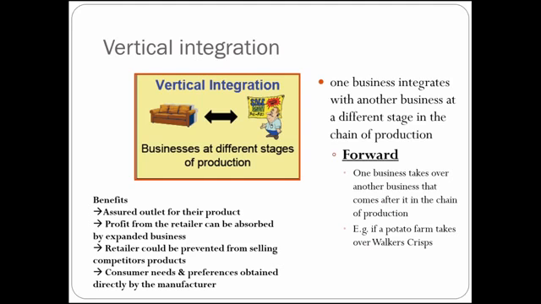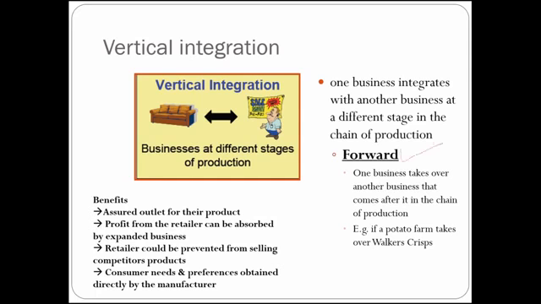So let's take an example in horizontal and vertical integration. Let's say a potato farm and a chips factory decided to merge. The potato farm is on the primary sector level, and the factory is on the secondary sector. They are in the same industry, yes. Are they on the same stage? No, they are totally in different stages. So when a business like a potato factory decides to merge with a business like a farm, we call this vertical integration. In vertical integration, I have two types.